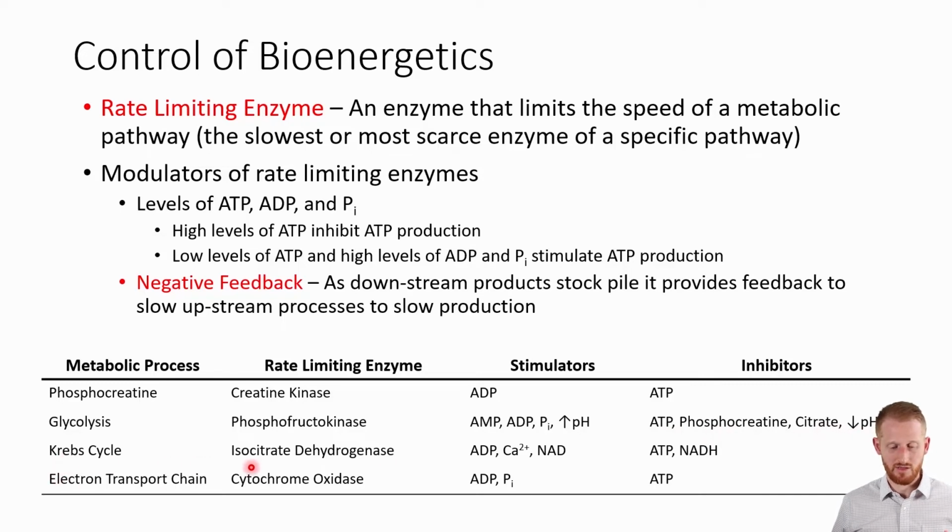The Krebs cycle, the rate-limiting enzyme is isocitrate dehydrogenase. The stimulators are ADP, calcium, NAD. The inhibitors are ATP and NADH. In the electron transport chain, the rate-limiting enzyme is cytochrome oxidase. The stimulators are ADP and inorganic phosphate, and the primary inhibitor is ATP.